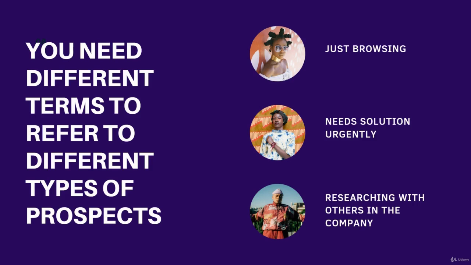You need different terms to refer to these different types of prospects. On the right, you can see 3 examples. One person is just browsing and won't be receptive to an aggressive sales pitch. Another needs a solution urgently because their problem is unbearable. The third person is still doing research with other decision makers in the company and might be making a purchase in a couple of months.